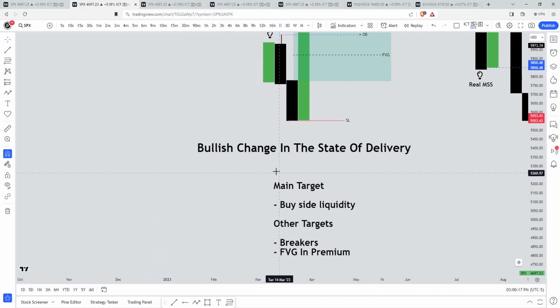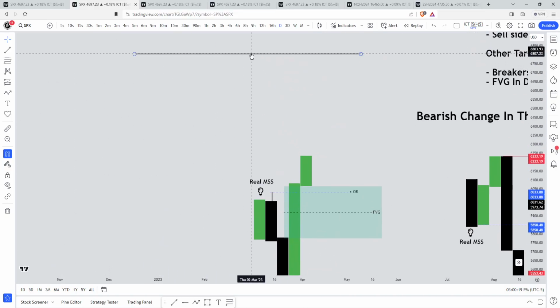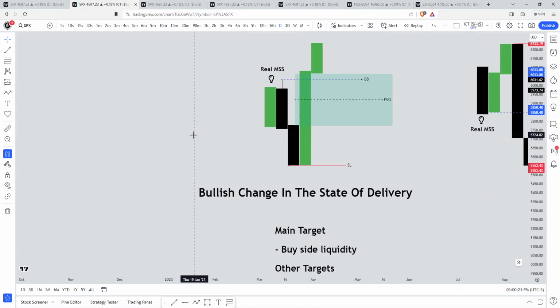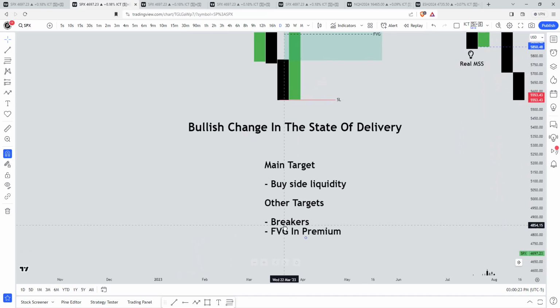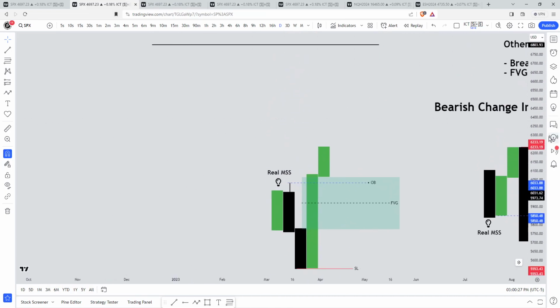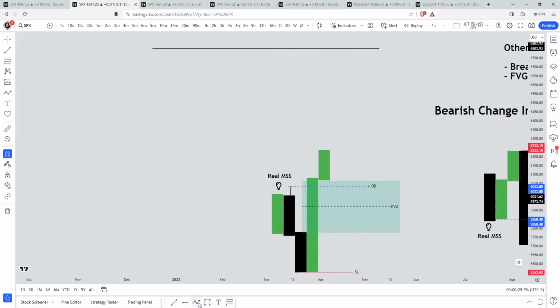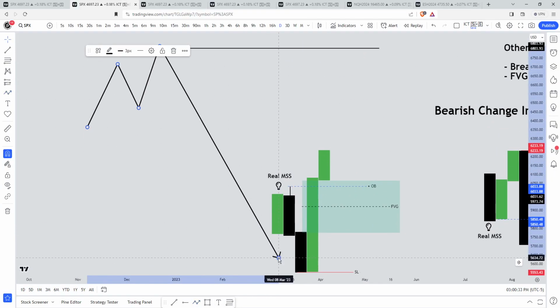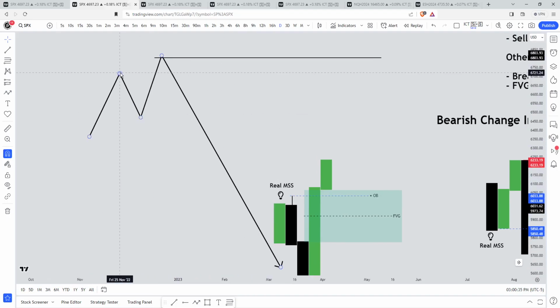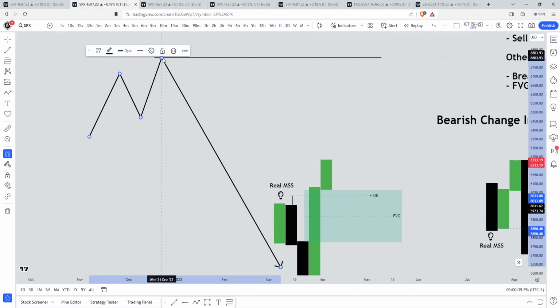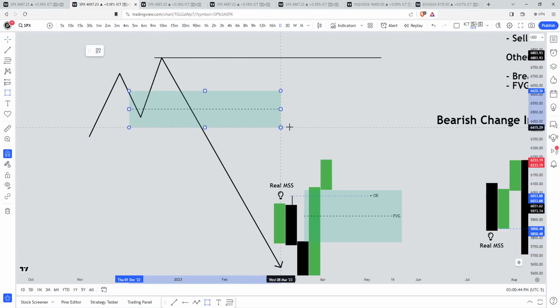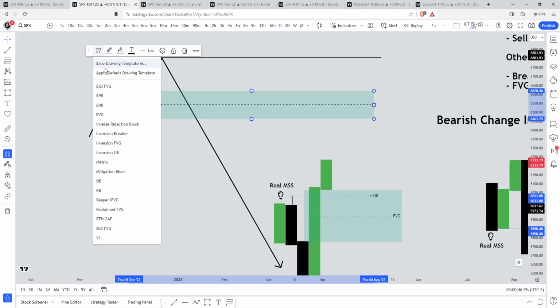Main targets: buy side liquidity. So you're targeting old highs after that happens. Other targets could be a breaker or a fair value gap in a premium. So for example, I'll draw this out real quick. Let's say we have a breaker up here. At this high, we have a high, low, higher high. That's where the buy side liquidity is. And then it makes a lower low right here. So in this leg that makes the low, remember there's going to be a breaker there.